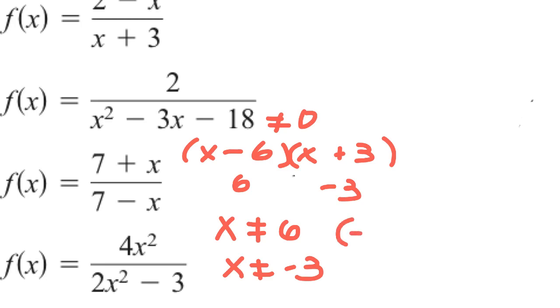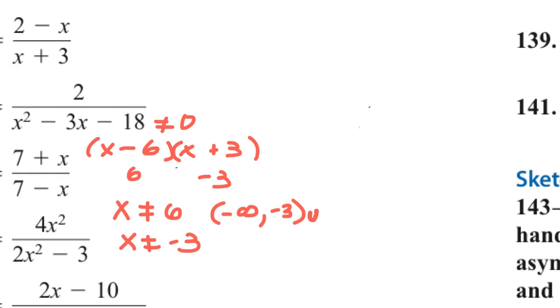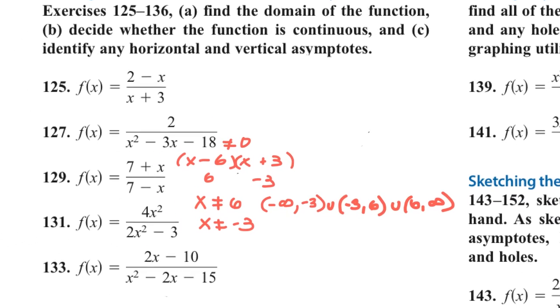That's my domain, so it goes negative infinity to the smaller one, which is negative 3, union negative 3 to positive 6, union 6 to positive infinity. The fact that it starts and stops means it's not continuous, right? Continuous would mean that it never stops. So if there are asymptotes, then it is not continuous.